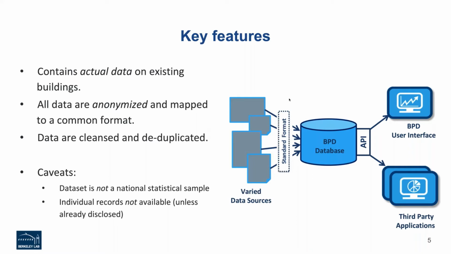Also, and I know this is a bit of a disappointment to some people, we often get the request, can we get all the individual records? Unfortunately, because of data privacy agreements that we have with the data contributors, we're not able to provide individual records unless they're already publicly disclosed. So for example, the benchmarking data sets from various cities are in fact already publicly available. So we provide a cleansed version of those data on the database itself.